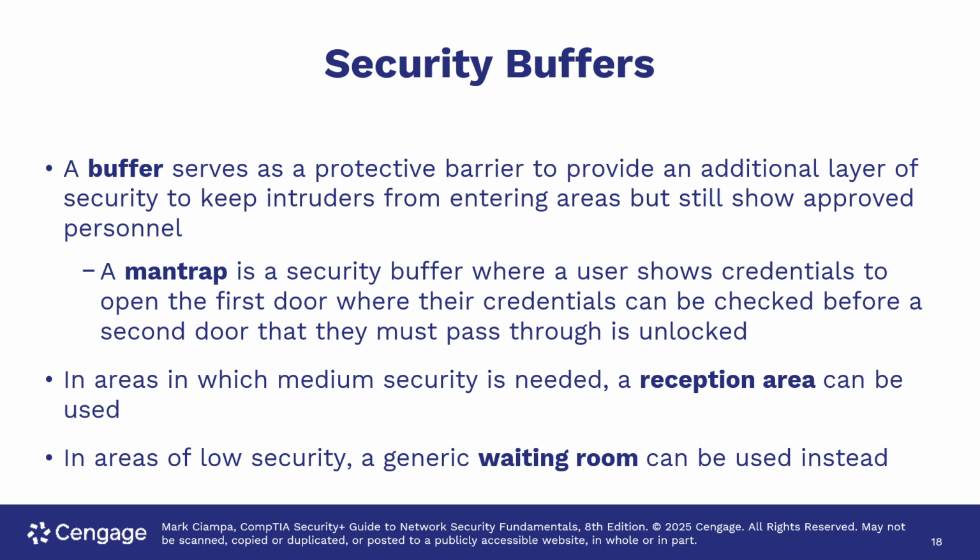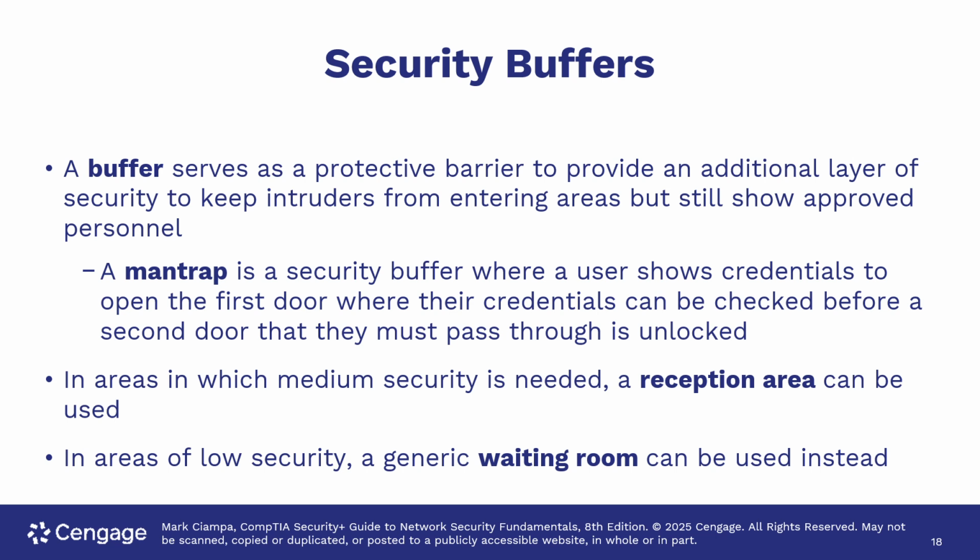And that gets us to our next thing, what's called a man trap. It's a security buffer where a user shows the credentials to open the first door, and the credentials can then be checked before a second door that they must pass through is unlocked. When you watch that Google video, you see where they use that man trap. You go into the first one by putting in your code, and then it does a retinal scan on the person, and if they pass that, then that second door opens up and they can go through.